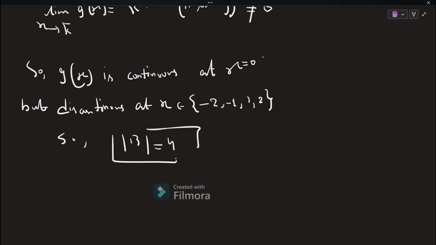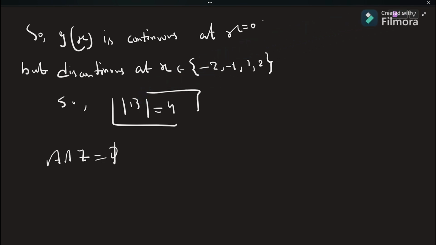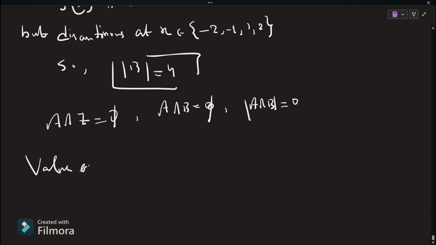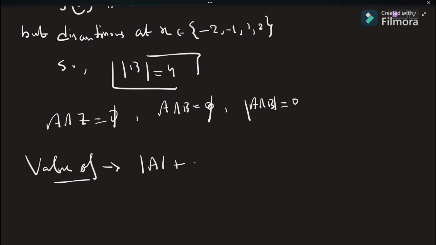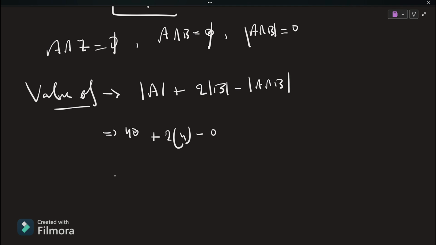ओके. नाउ this set A has 48 points. Okay, and 0. So A intersection Z जो आएगा 5 यानी कुछ भी नहीं, and A intersection जो B आएगा वो भी कुछ भी नहीं आएगा. So A intersection B जो आना चाहिए वो आएगा 0. So the value of, and also we want to find this value, mod of A plus 2 into mod of B minus mod of A intersection B, which is equals to 48 plus 2 into 4 minus 0, which is equals to 56. Yeah.